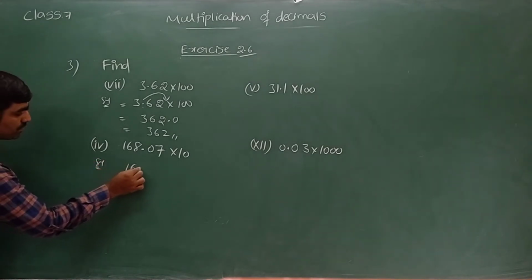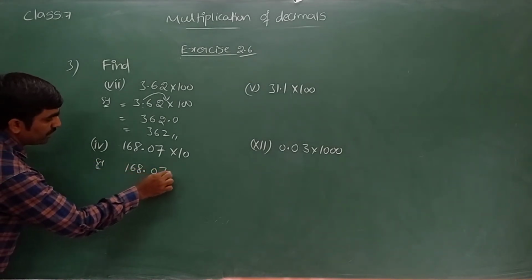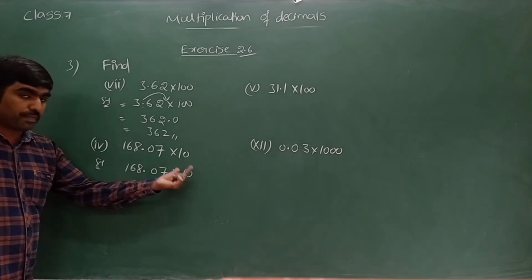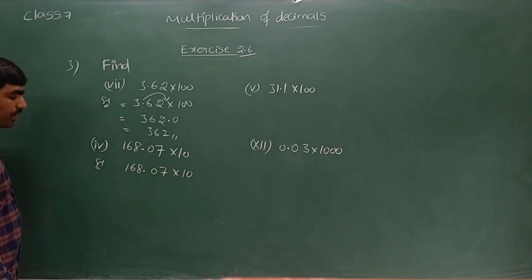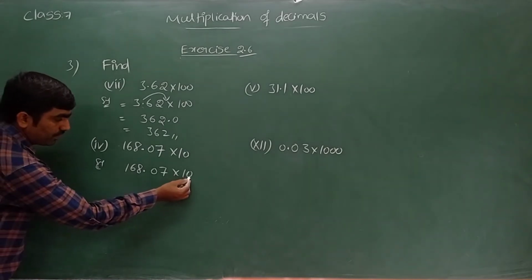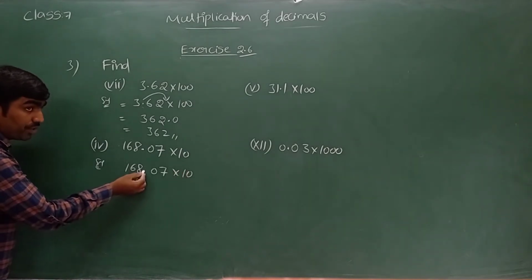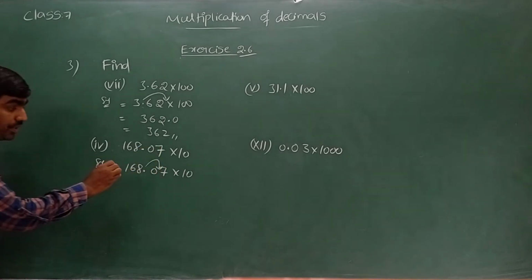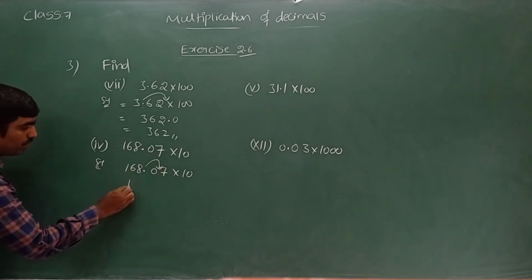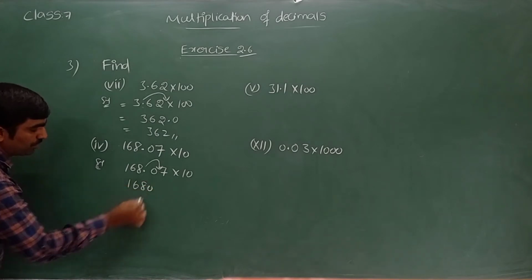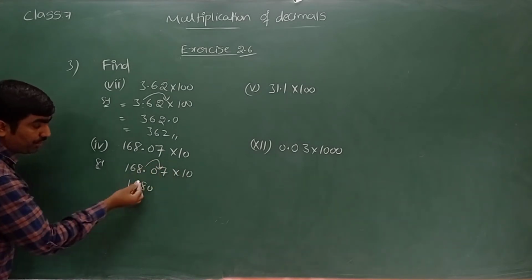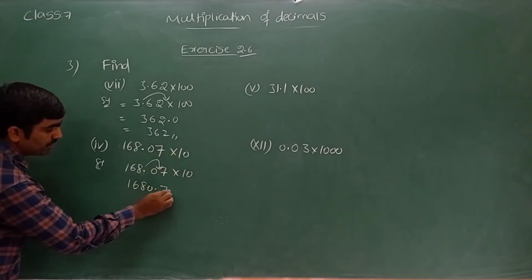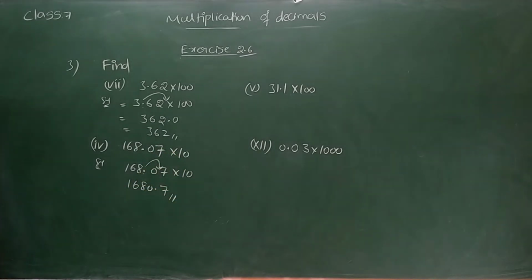Solution. The given decimal is 168.07 into 10. Even here we multiply the same decimal by a positive power of 10. How can you multiply here? Here I can see 10, so the decimal point we have to shift right side after one digit. I told you, the decimal point shifts right after one digit, so we get 1680.7. Yes, that is the way we can get the answer.